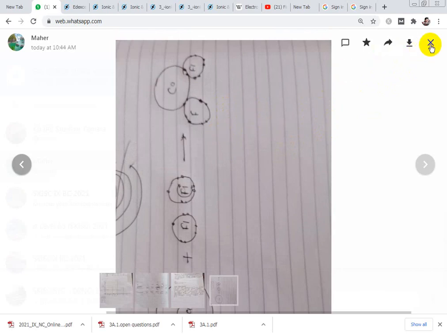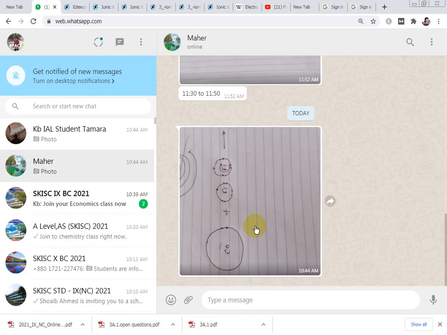It is wrong. You have drawn this, and you have written here that it is a covalent bond. You are sharing electrons. It is not a covalent bond. Sorry, your answer is wrong. It is between positive and negative charge. An ionic bond is formed. You have written sharing here. Your answer is wrong. Have you understood? Yes, sir.